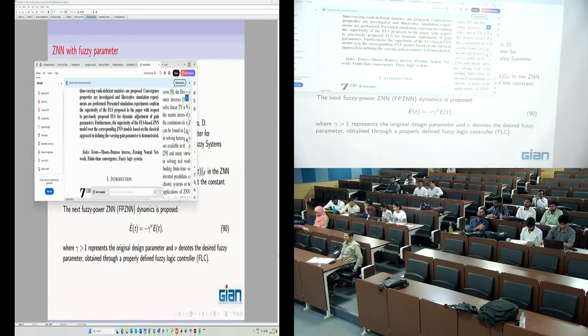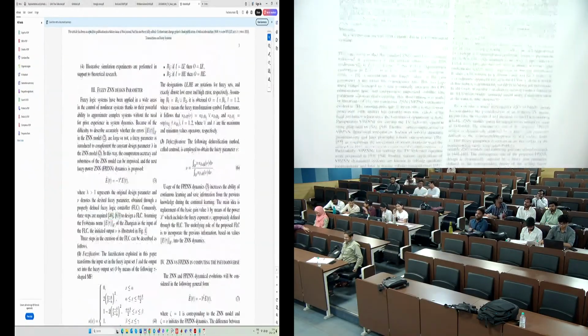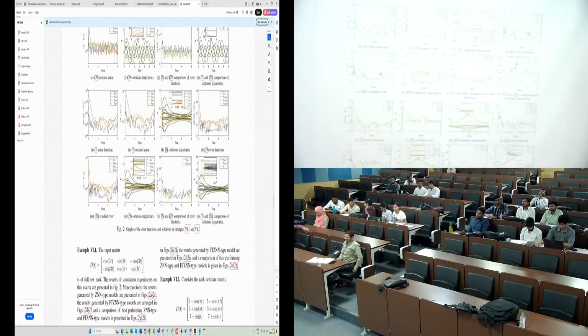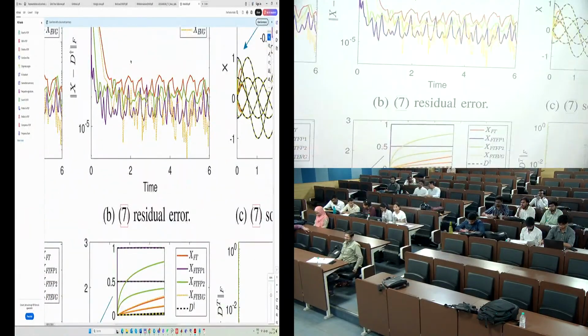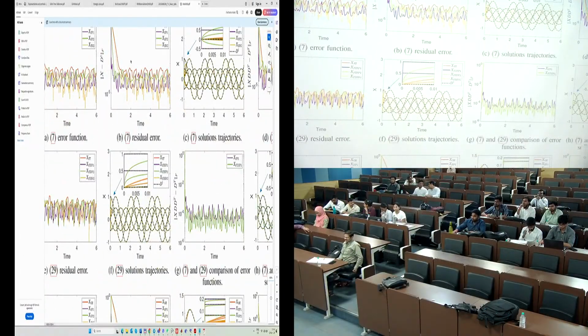Finally, a lot of numerical experiments confirmed it was necessary to perform many comparisons. Because ZNN is also convergent, it is necessary to show that the modification gives faster convergence.